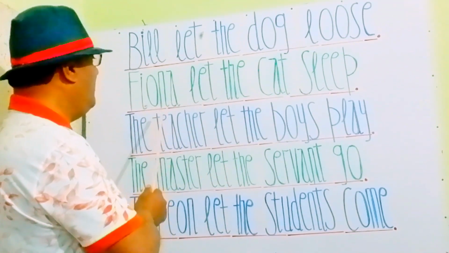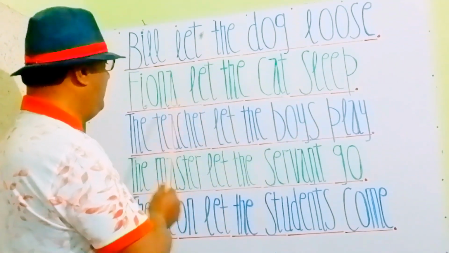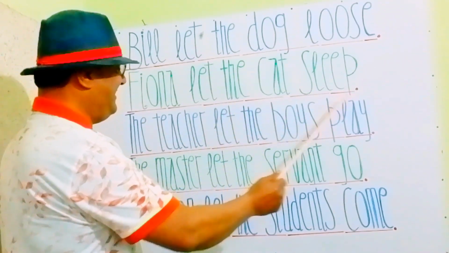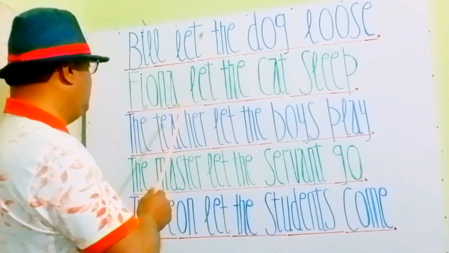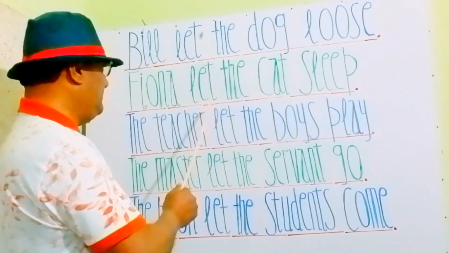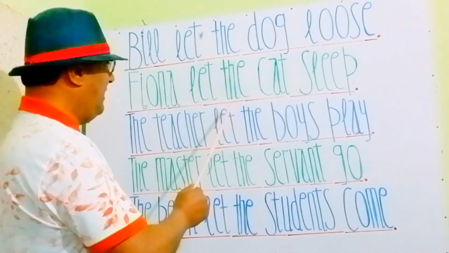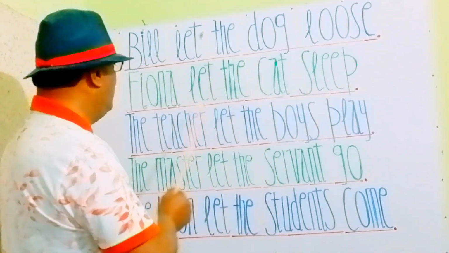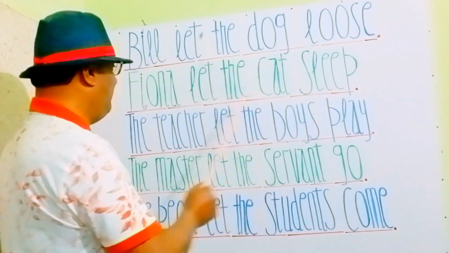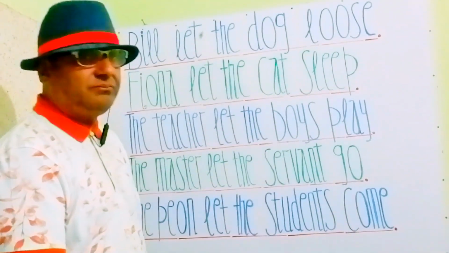Next one is: Fiona let the cat sleep. Fiona is a subject, female noun, and let is used as a causative verb here. The cat sleep. Fiona let the cat sleep. Fiona ne billi ko sone diya.